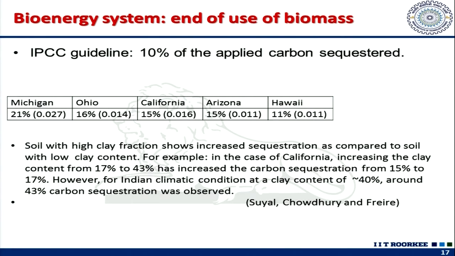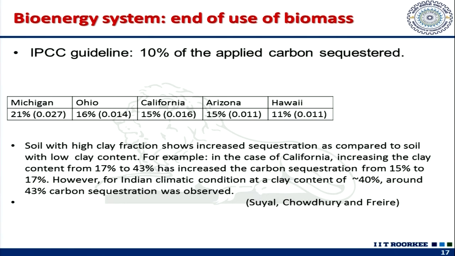Now the next one is the end use of biomass. That generally happens in biomass-based biofuel production. We produce a residual biomass that is applied on the land as a soil amendment. That also happens for wastewater sludge. According to the IPCC guideline, 10% of the carbon present in the biomass is sequestered.